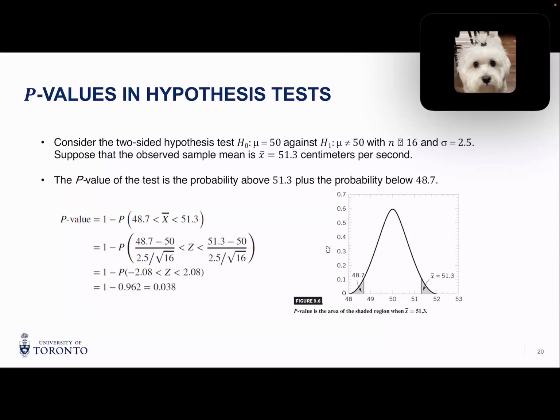So, as an example, our good old two-sided test: H0 is mu is 50, H1, our alternative hypothesis, is mu not equal to 50. The number of samples is 16, the variance of our population is 2.5, and we have an observed sample mean. We've taken 16 samples, and our sample mean is 51.3. The question is, what is the p-value for that?